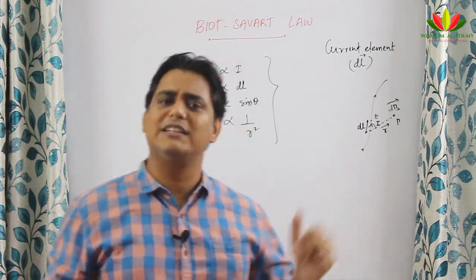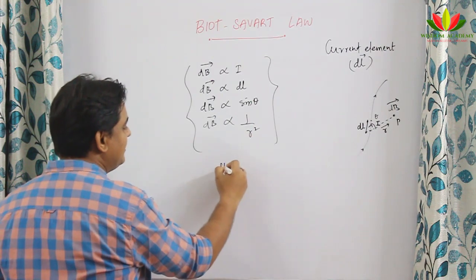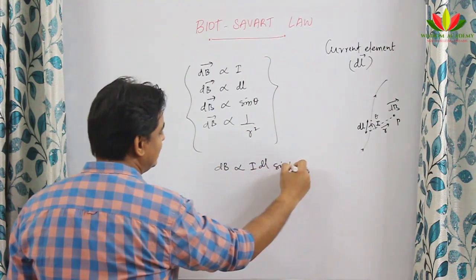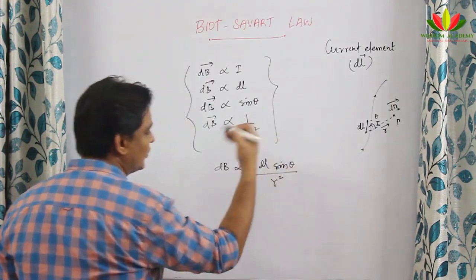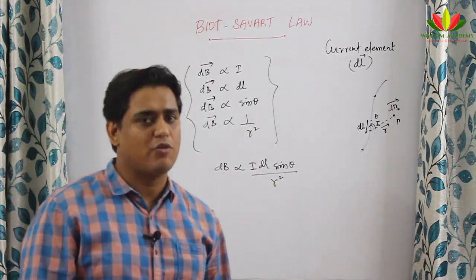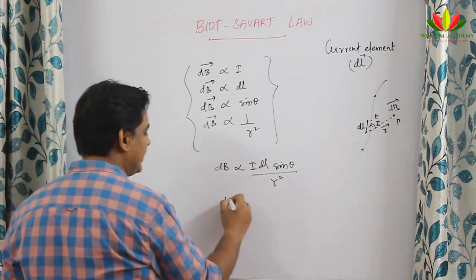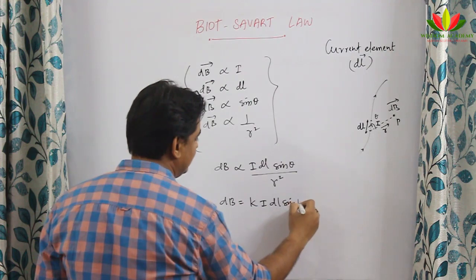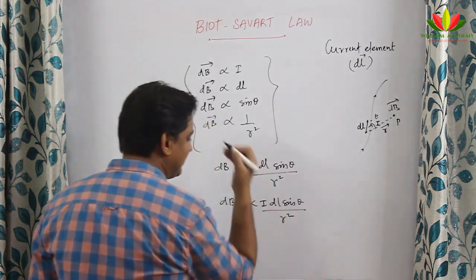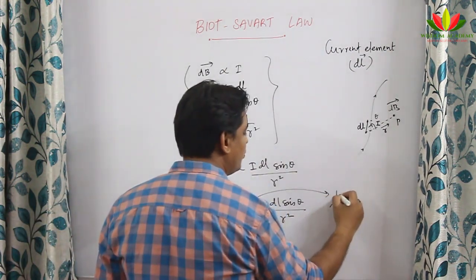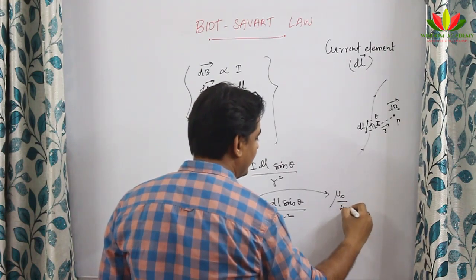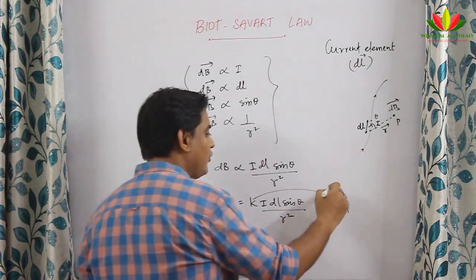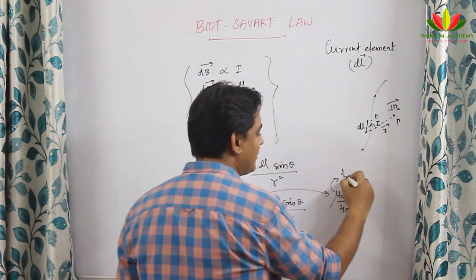When we combine all these things together, I get dB is proportional to I dl sine theta by r square. To remove proportionality, I have to add a constant, and that constant is k. dB is equal to k I dl sine theta by r square. Experimentally, k was found to be equal to mu naught by 4 pi. Here mu naught is the permeability of free space. Don't confuse between permittivity and permeability. This is called permeability.